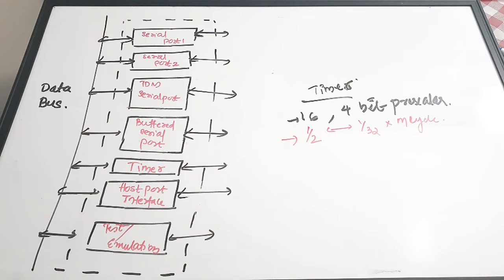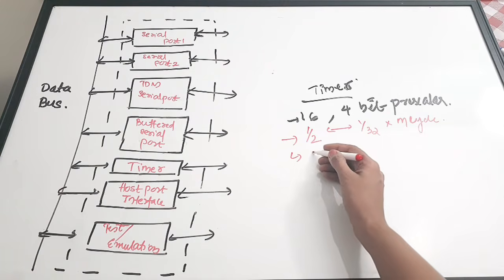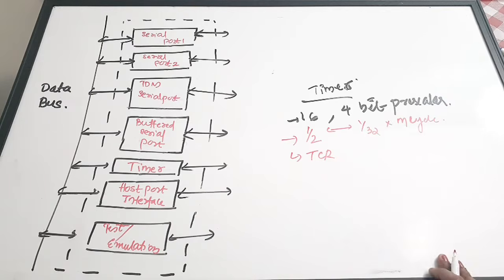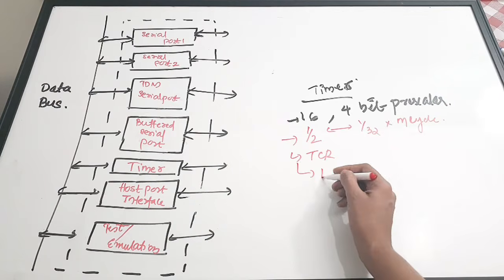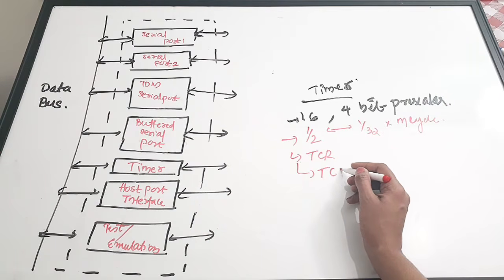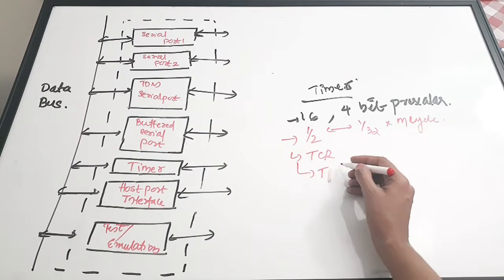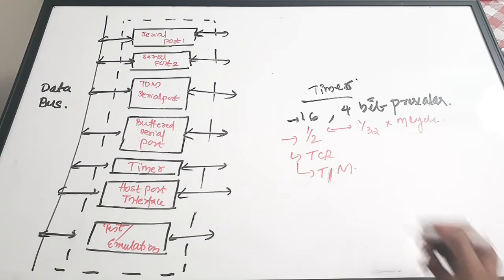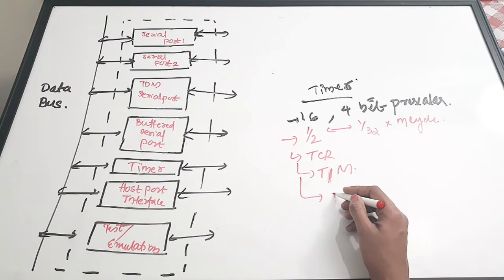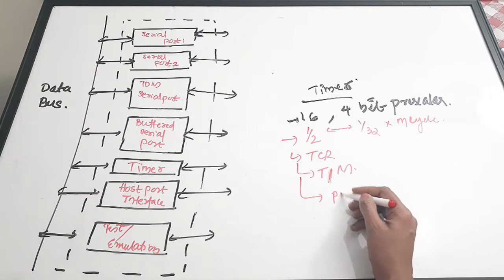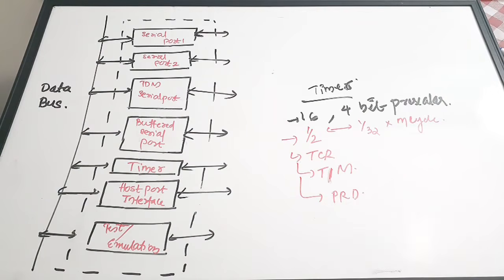Now in the timer there are some control registers also. The registers associated with this timer are the timer control register TCR, then the timer counter register TIM, that is the timer counter register, and then the timer period register PRD. So these are the three registers associated with this timer.